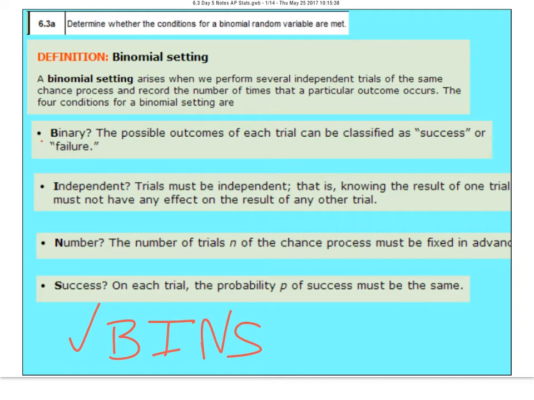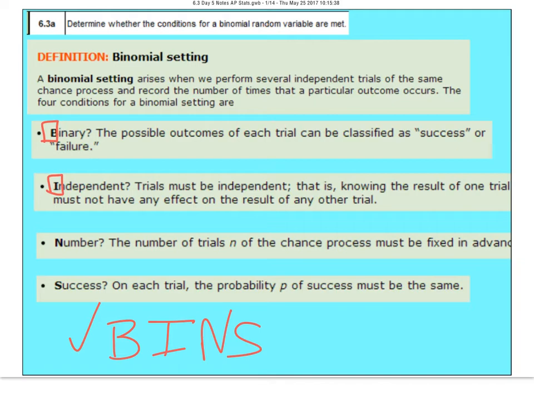This is a really good way to remember checking the conditions. The first is, is it binary? All binary means is the possible outcomes for each trial can be classified as success or failure. So back to our water example. You either chose the tap water or you chose the bottled water. You either succeeded or you failed. Independent is the I. Trials must be independent of each other. Student 1, student 2, student 3 testing the water.